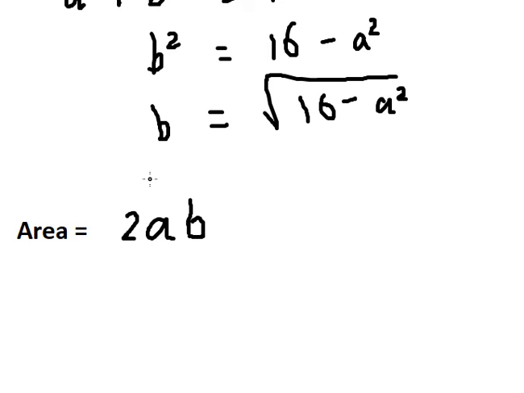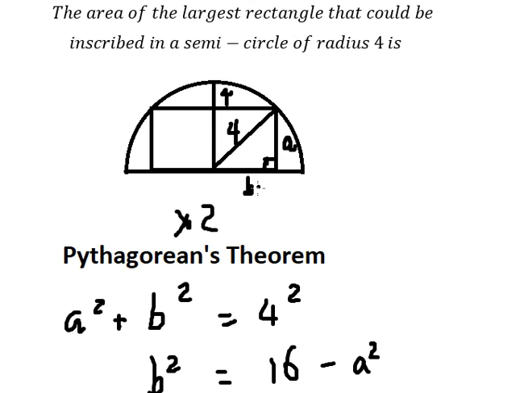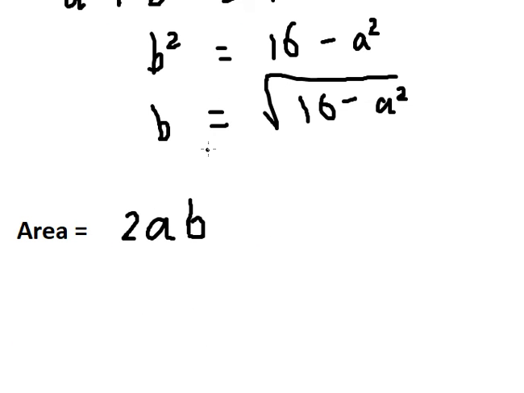So we select the positive number, because a and b are the sides of the rectangle, that's why they should be positive numbers. So we put b in here.